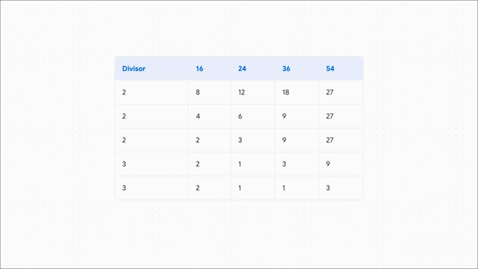So you just line up your numbers, right? 16, 24, 36, 54. Then you start dividing by a prime factor that goes into at least 2 of them. So we use 2. And you just keep doing that, working your way down until you can't go anymore. Then, to get the LCM, you just multiply all those numbers on the left and all the numbers left on the bottom. Easy.